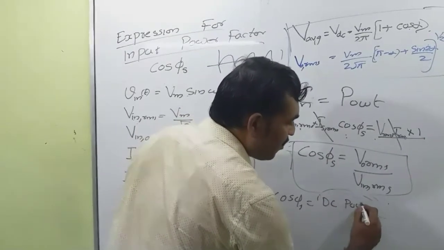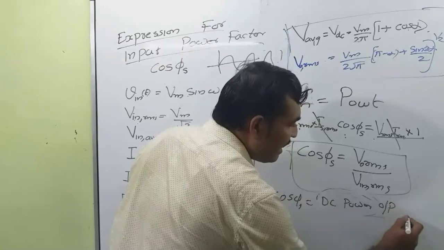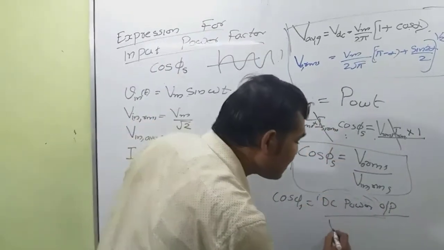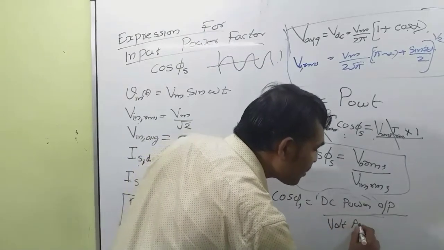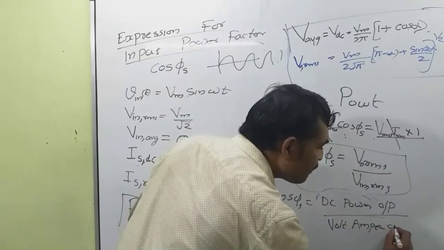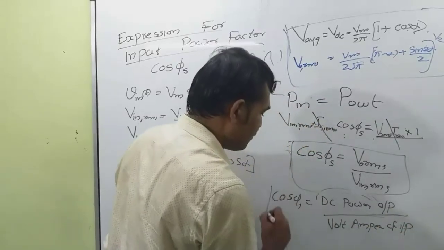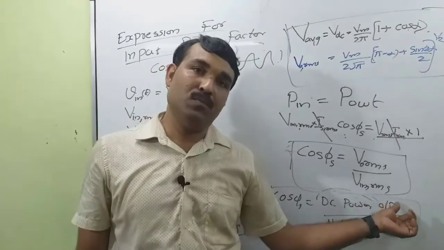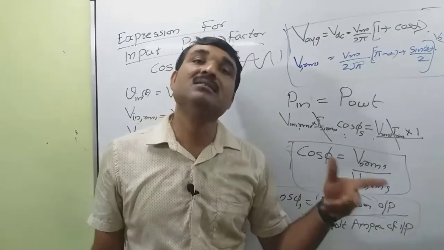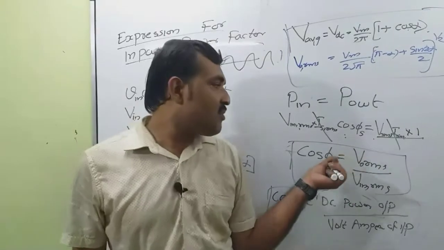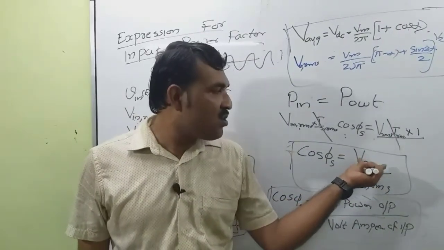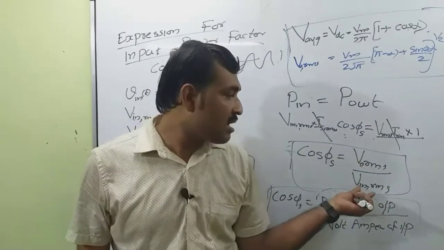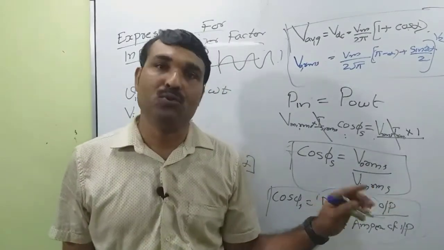divided by, this is VRMS into IRMS for the input side. So that is the volt ampere of the input side. So the power factor is the ratio of DC power output divided by volt ampere in the source side. Or power factor is the ratio of RMS value of output voltage divided by the RMS value of input. The RMS value of input side is Vm by root 2.